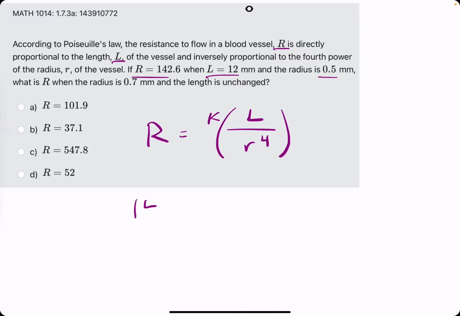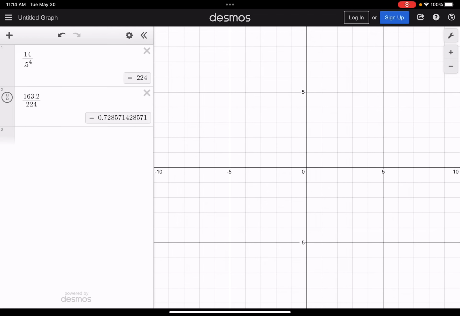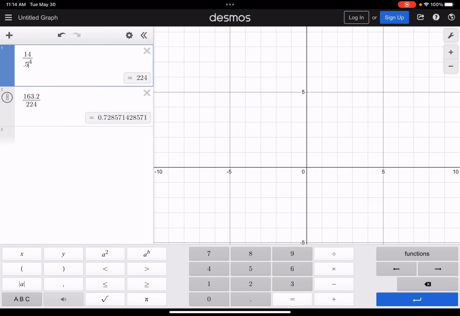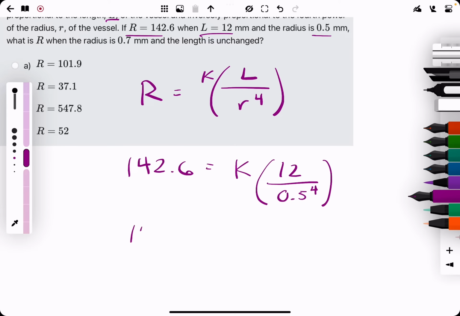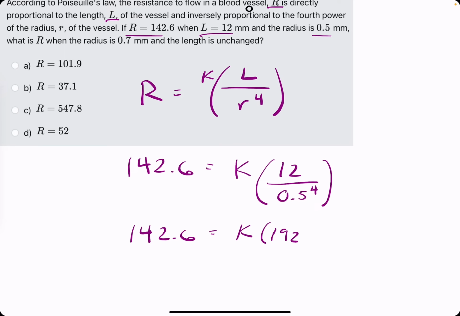So 142.6 equals K, which we do not know, times 12 over 0.5 to the fourth. So we're going to start by calculating 12 over 0.5 to the fourth. Just kind of change this here to a 12. There we go. 12 over 0.5 to the fourth is 192. So we really have K times 192. And then we solve for K by dividing by 192.